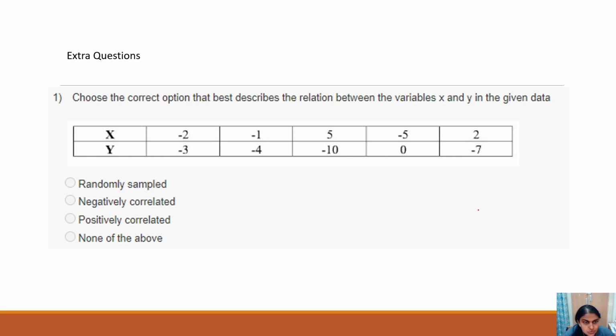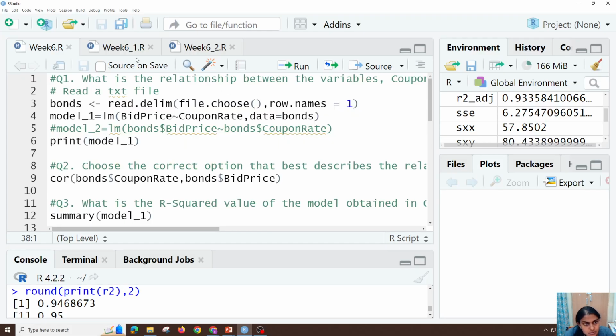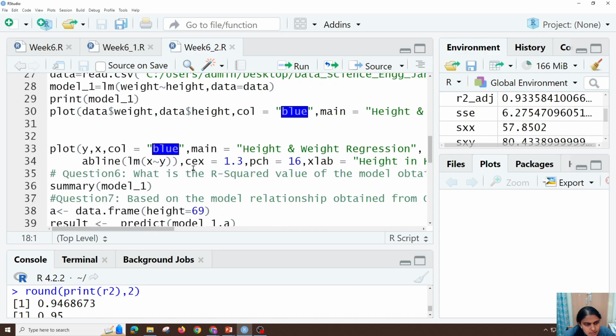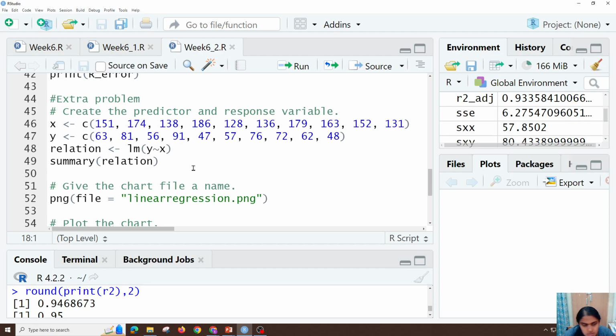Choose the correct option that best describes the relationship between variables x and y in the given data. The data is given as -2, -1, 5, -5, 2 and -3, -4, -10, 0 and -7. You can calculate this in RStudio also, as well as do this separately. So we'll move on to the RStudio first. I'll move on to that particular question.